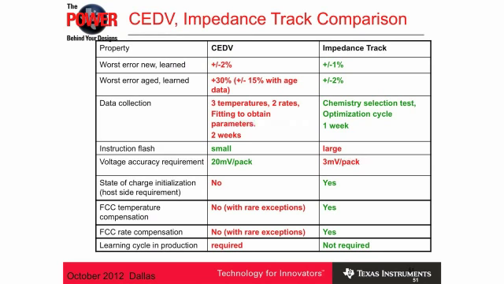Data collection has to do with the effort that you have to put forth for every project to get all the parameters set right to make this work. It's a one-time thing, but it is significantly more with CEDV because you've got to do all this fitting to get those seven magic numbers. You can run an optimization cycle for Impedance Track within a week. Instruction flash, CEDV is much more compact. So that's a disadvantage of the Z-Track.